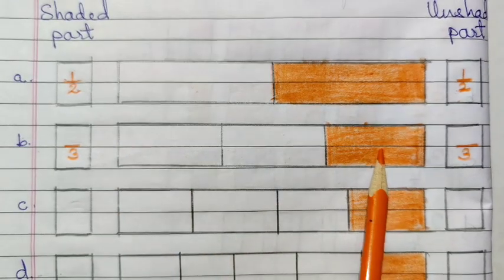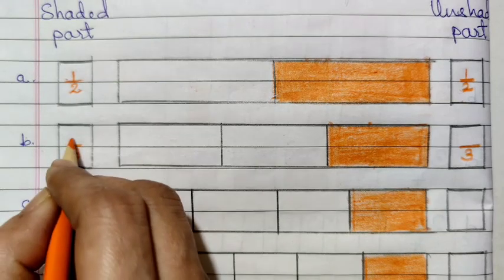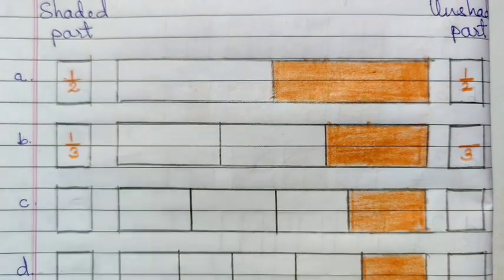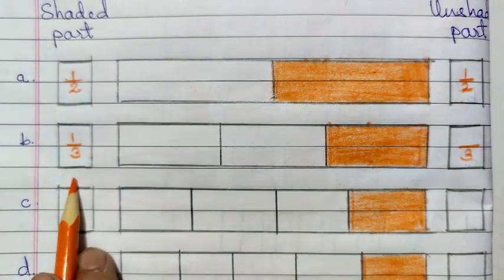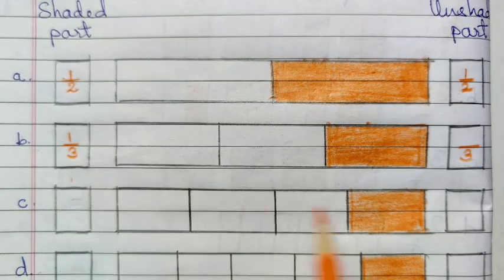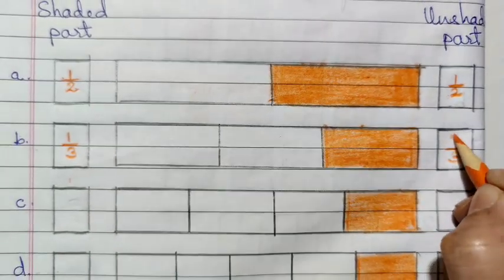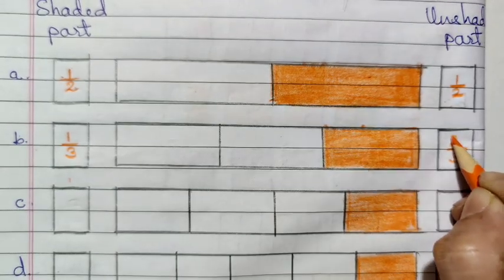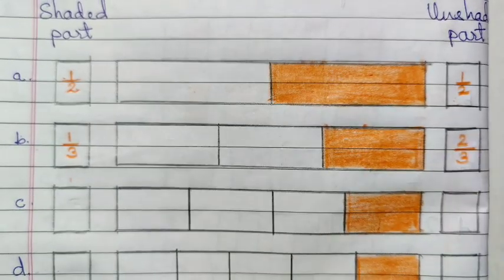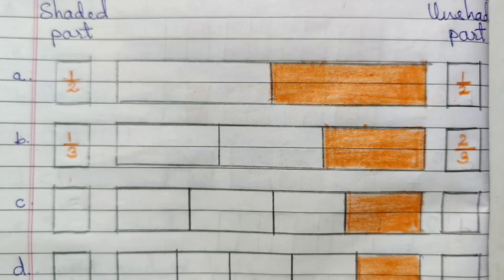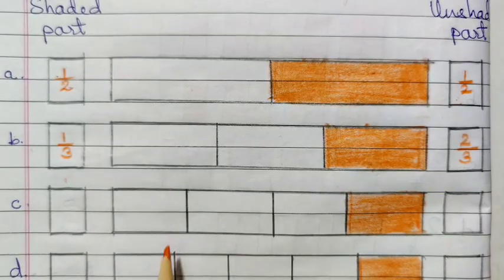Only one part is colored. So, I will write that small one on top of 3. So, 1/3 is colored. Now, how many parts are not colored? 2 parts. 2 upon 3 is not colored. Okay. Now, we move on to the C one.